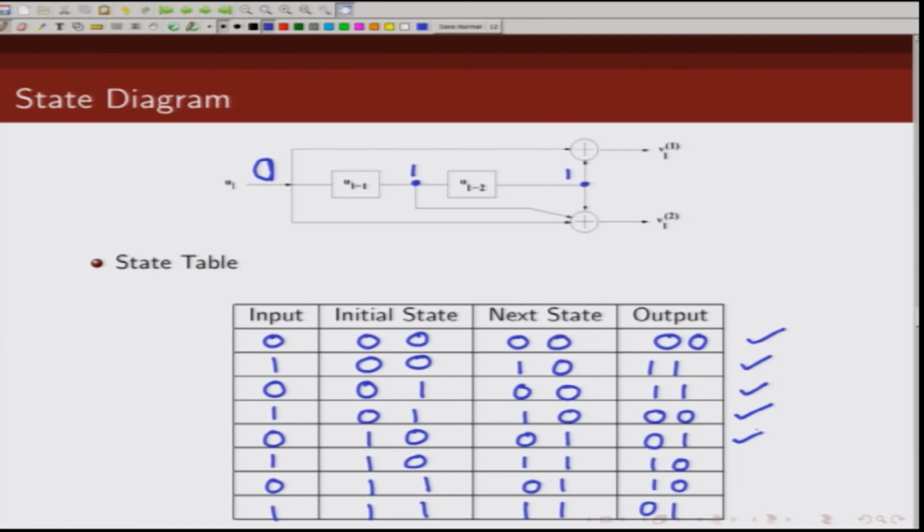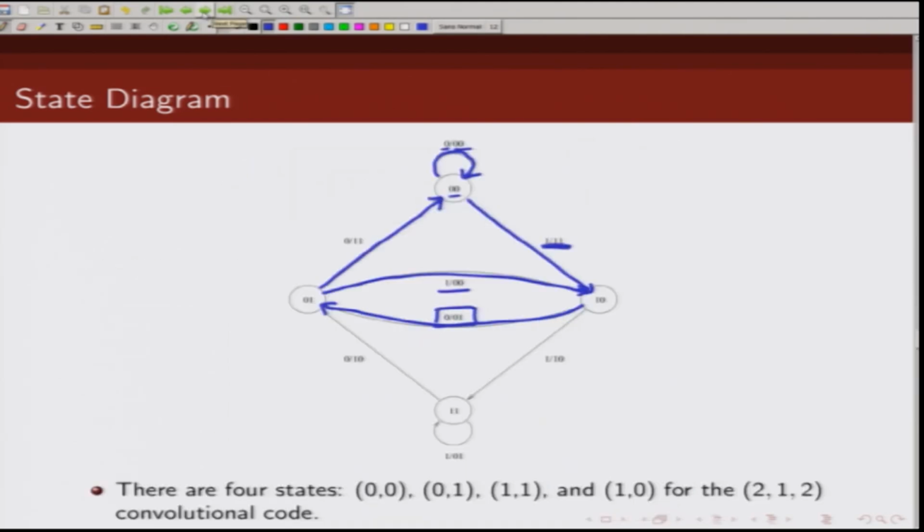And what happens when you receive a 1 and you are in state 1 0? You move to next state 1 1 and output is 1 0. So, you receive a 1 from initial state 1 0, you move to state 1 1, which is this. This is the input and corresponding output is 1 0.